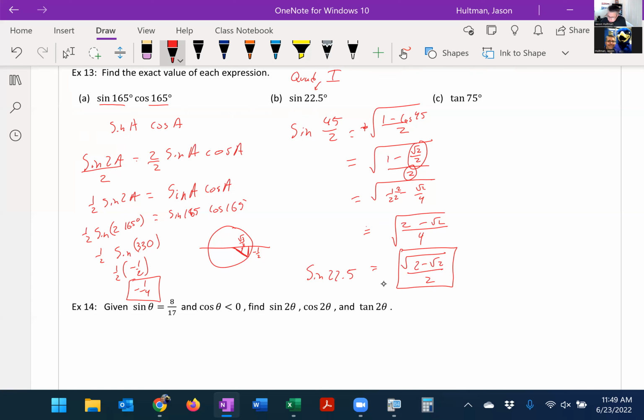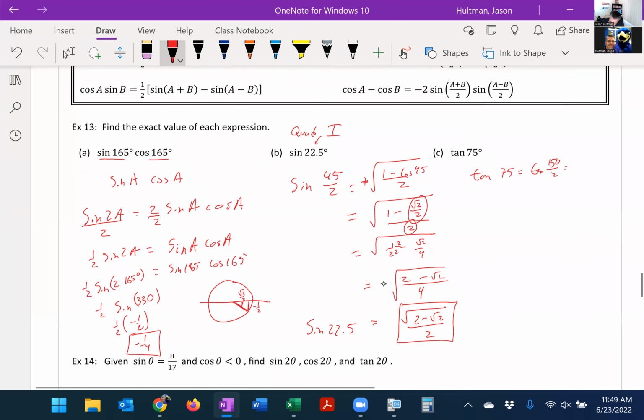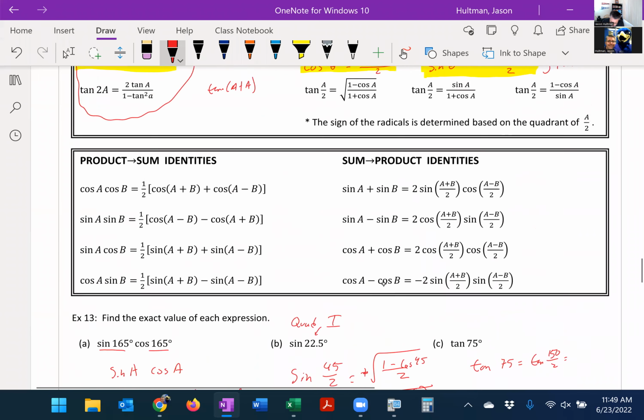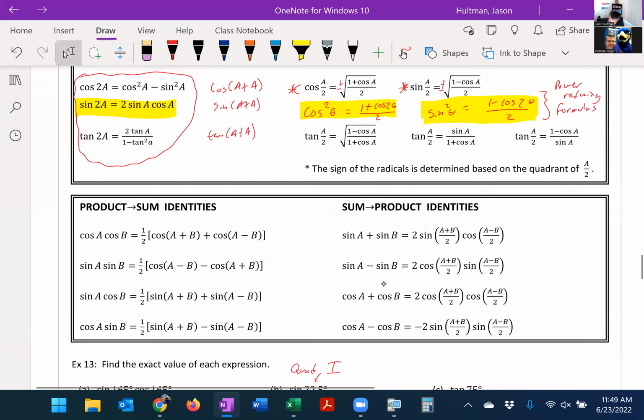Okay, tangent of 75. If I do a half angle on this, tangent of 75, 75 is really 150 divided by 2. So the tangent of 150 over 2 is equal to, if we did a half angle on this one, which one do we want to use? Maybe we will use this one.